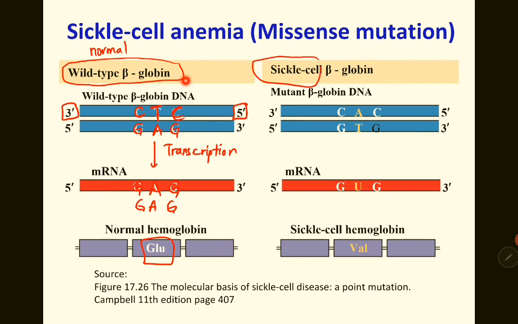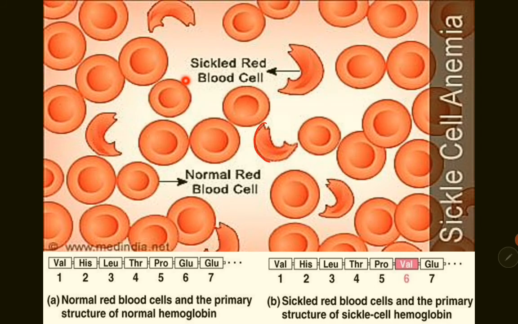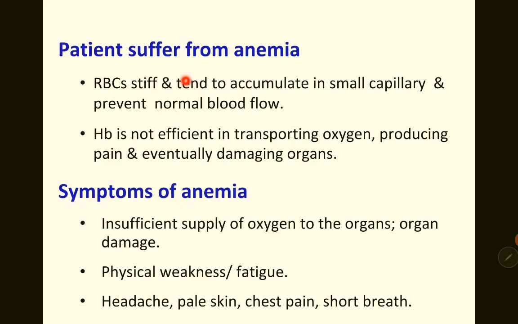While in the sickle cell beta chain of the hemoglobin, A replaces the T. So now it becomes GUG instead of GAG. GAG codes for glutamic acid, GUG codes for valine. Because one of the amino acids is different, our red blood cell becomes sickle shape. The normal red blood cell should be biconcave shape. Now sickle shape red blood cells will be produced.